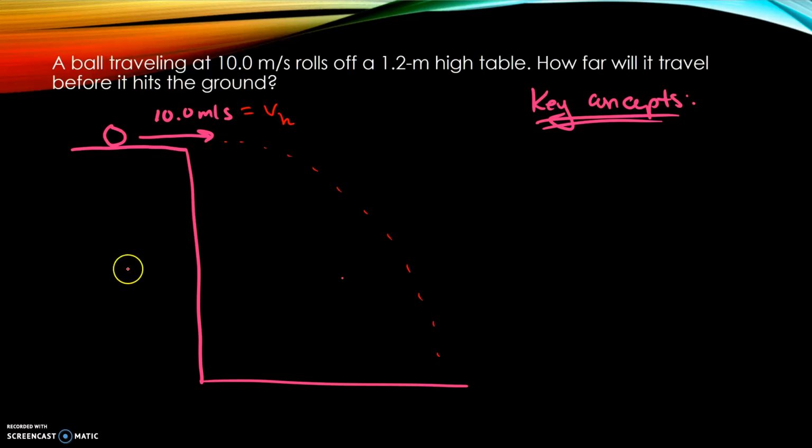Looking at the problem, we're told that this table is 1.2 meters high, but this is a vertical thing. So I'll call that delta x v for vertical and say this is 1.2 meters. We're asked to solve a distance away from the table, and that's a horizontal distance. So as usual, diagrams really help us. And that's what we want to solve for.